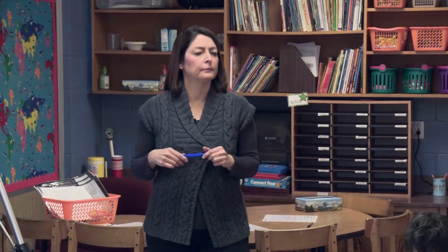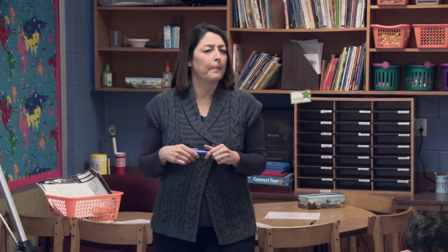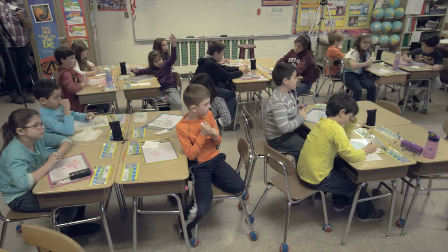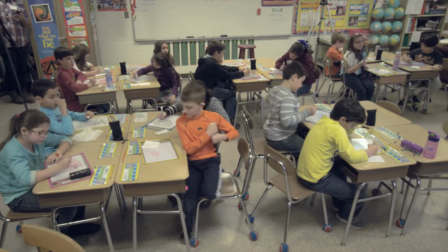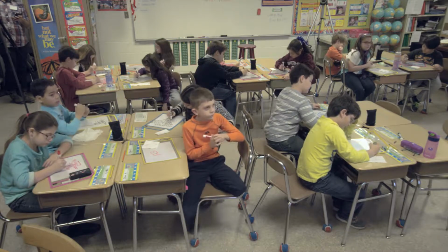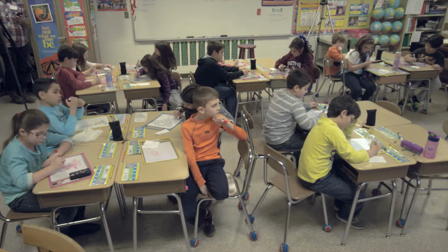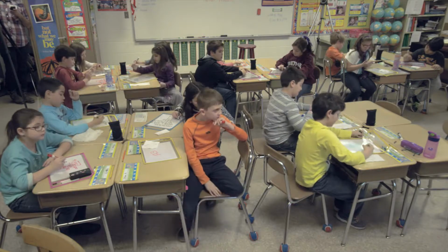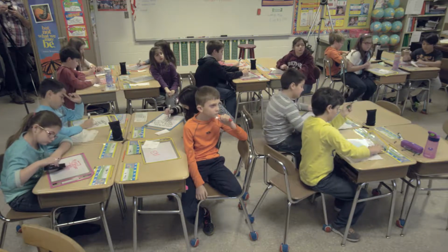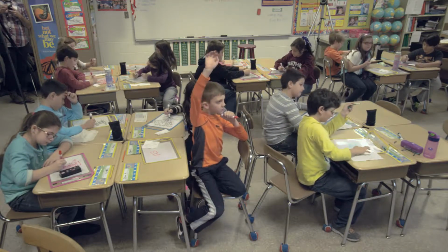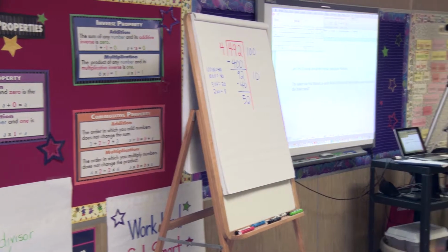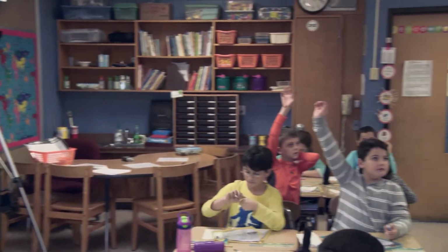What do you think? How many boxes can he make now? Lorenzo? 10. Can he make 10 boxes? Okay, if he makes 10 boxes, how many donuts will he use? 40. And what will he have left, Lorenzo? He'll have 52. Is everybody good with that? Okay, let's keep going. Are we finished? We still have 52 donuts lying around. How many boxes can we make now?